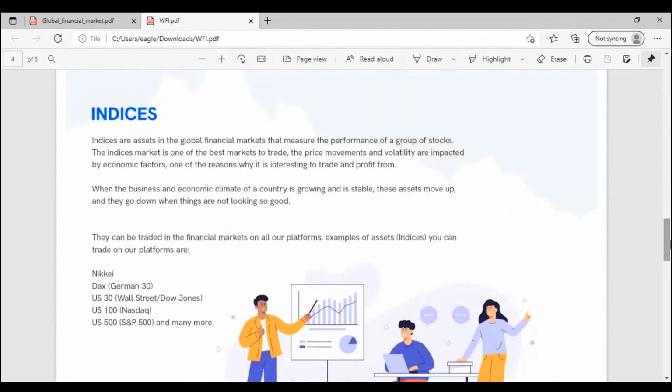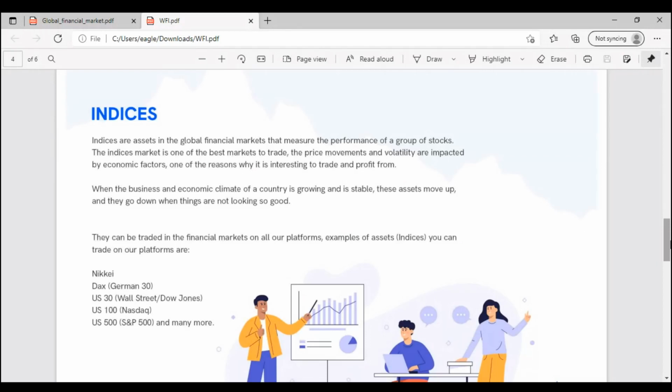Now, to indices. Indices are assets in the global financial markets that measure the performance of a group of stocks. Remember, we have Apple, Tesla, Google, Facebook, Twitter, and all as stocks. Now, if we feel these stocks are too expensive, there is something called indices, where all these stocks are grouped together and their average price is taken. So this is what we call the indices market.